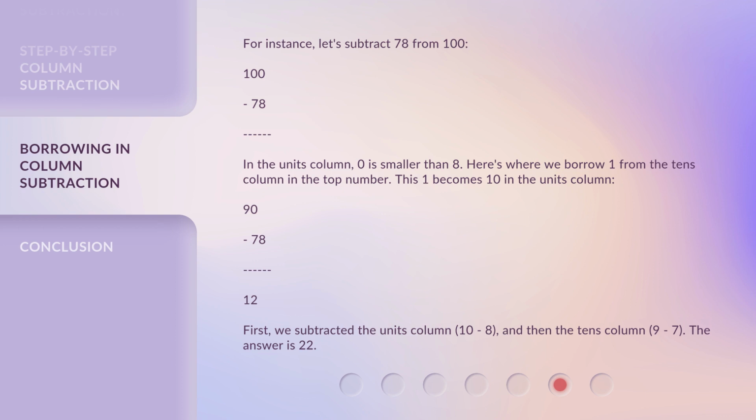100, 78. In the units column, 0 is smaller than 8. Here's where we borrow 1 from the tens column in the top number. This one becomes 10 in the units column. 90, 78, 12. First, we subtracted the units column, 10 minus 8, and then the tens column, 9 minus 7. The answer is 22.